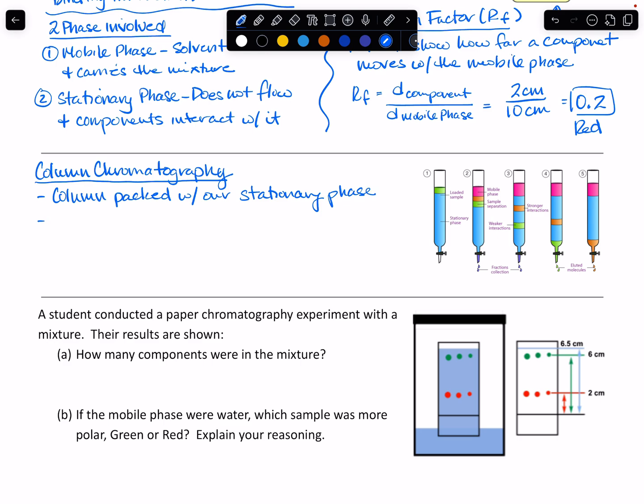This material interacts with our mixture, slowing some components and allowing for separation.